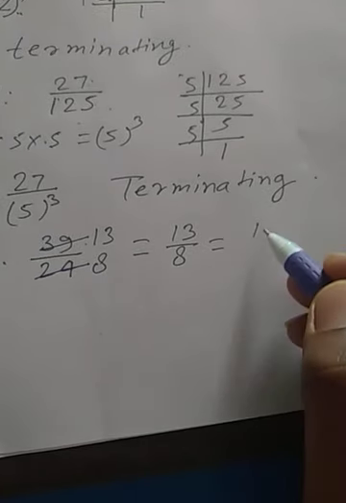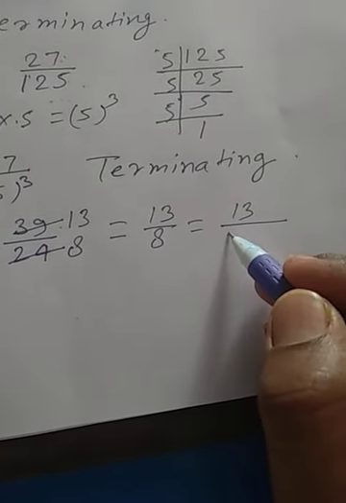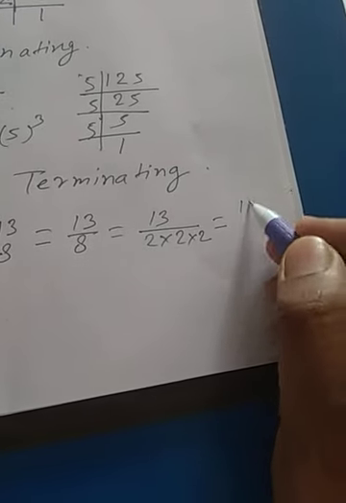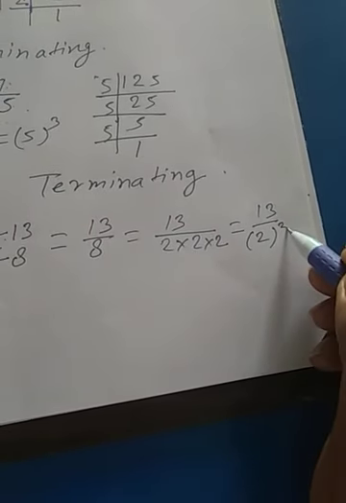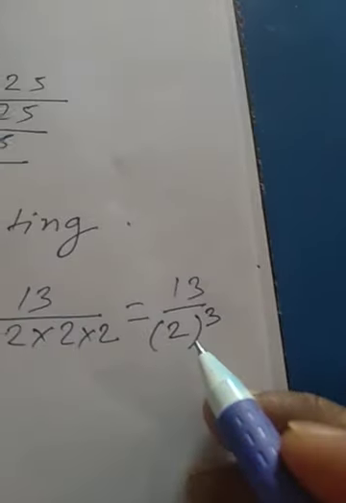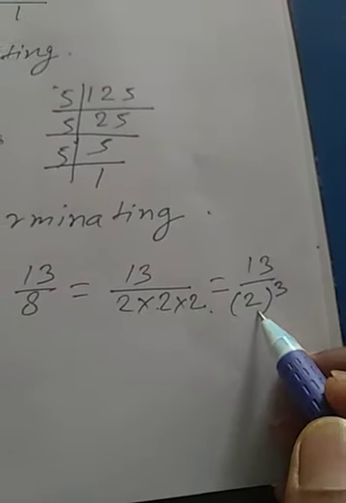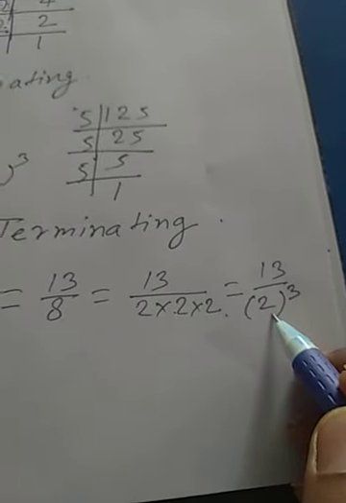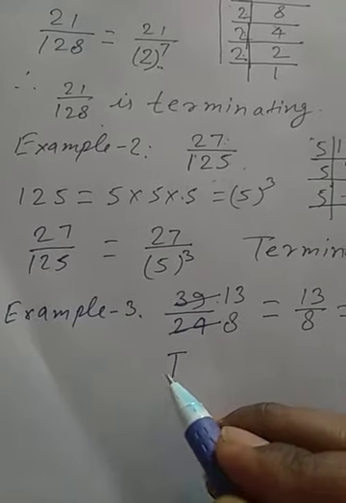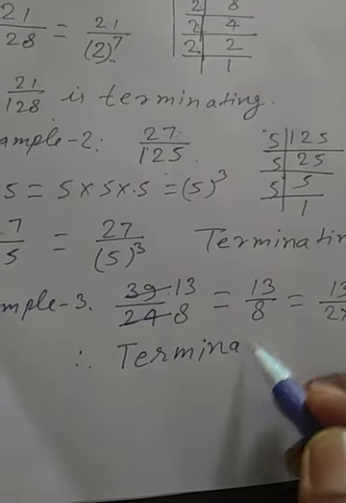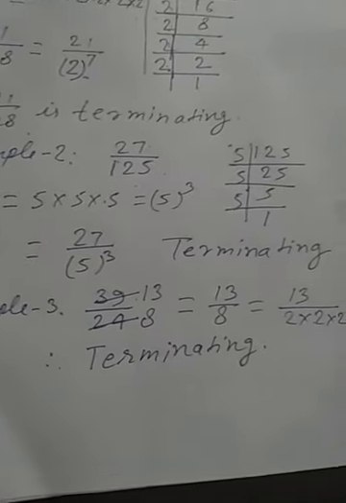And the denominator 8 can be written as 2 into 2 into 2, that is 13 by 2 to the power 3. It means again we can see a number in which the denominator has the prime factor only 2. So it is also a terminating number, or terminating decimal. Okay.